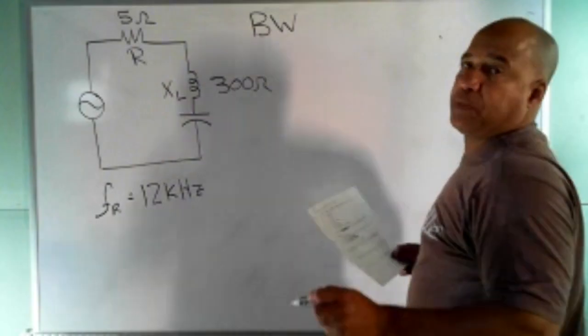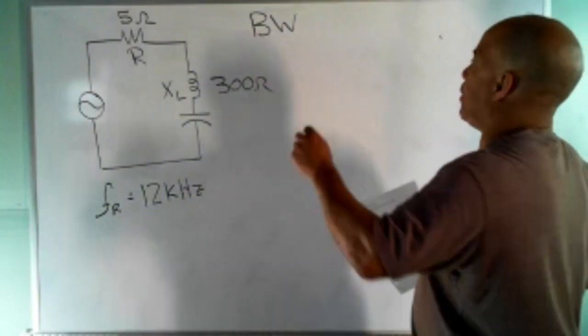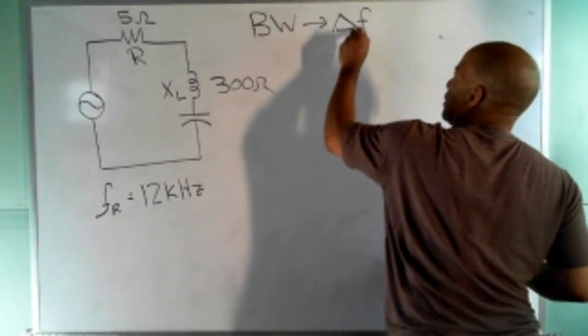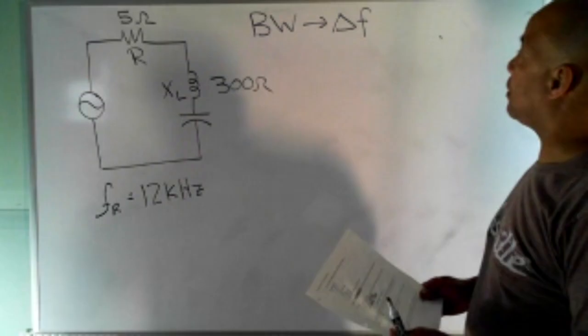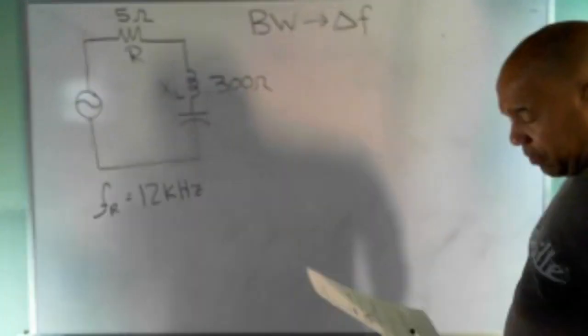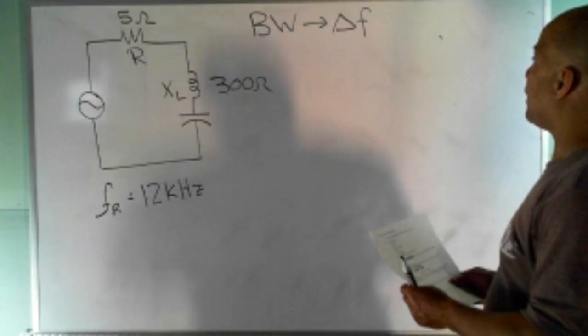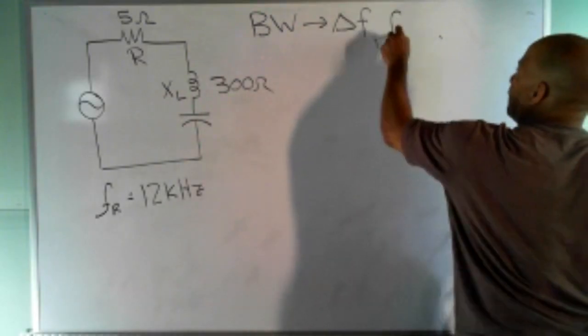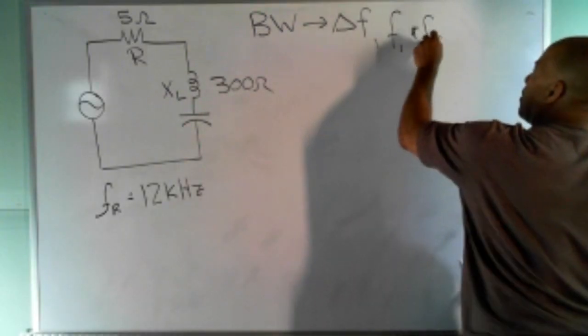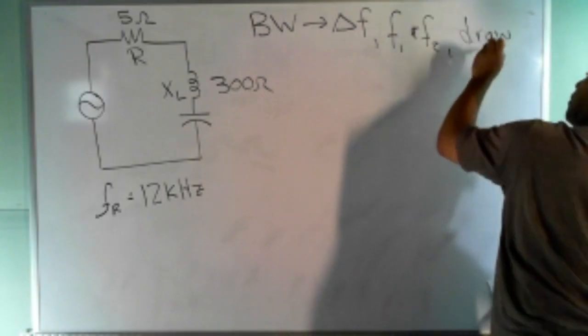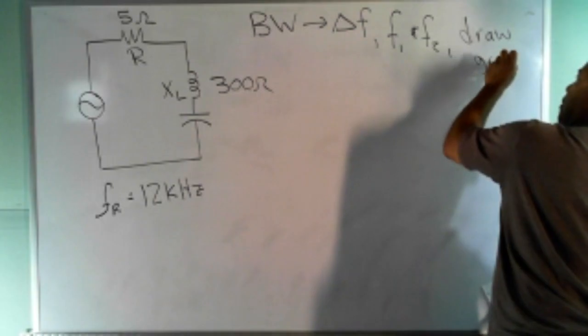Sometimes in certain books, they'll use a delta F for bandwidth. I've seen that in different books. So either one of those symbols they usually use for bandwidth. But they want us to find the bandwidth. They want us to find F1 and F2. And they want us to draw the graph for the circuit.